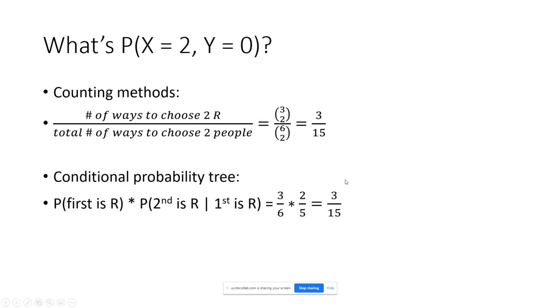The other way would be to do a conditional probability tree. So the probability that the first person we pick is a Republican is 3/6, and then multiply that by the probability that the second person is a Republican, given that the first was a Republican, which is 2/5. Questions about this?